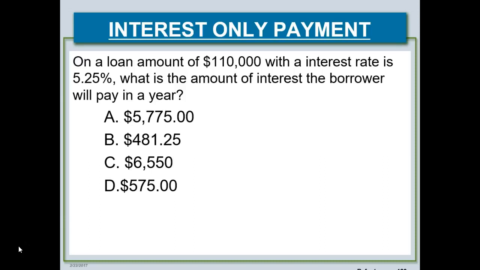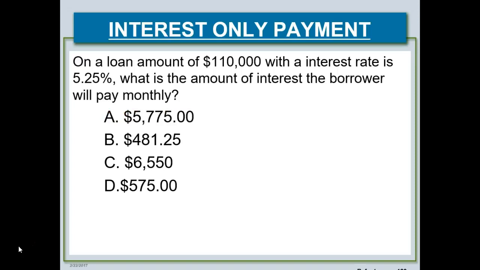Anyone got it? A. You're simply going to take $110,000 times 5.25, press the percent sign, and read what it says. Okay? 110 times 5.25, the percent sign, equal, read what it says. The annual interest in this case is $5,775.